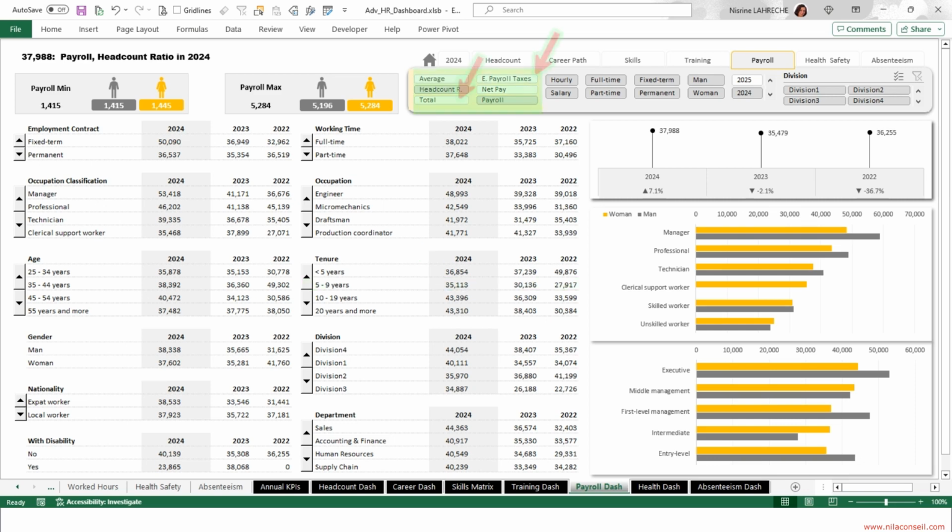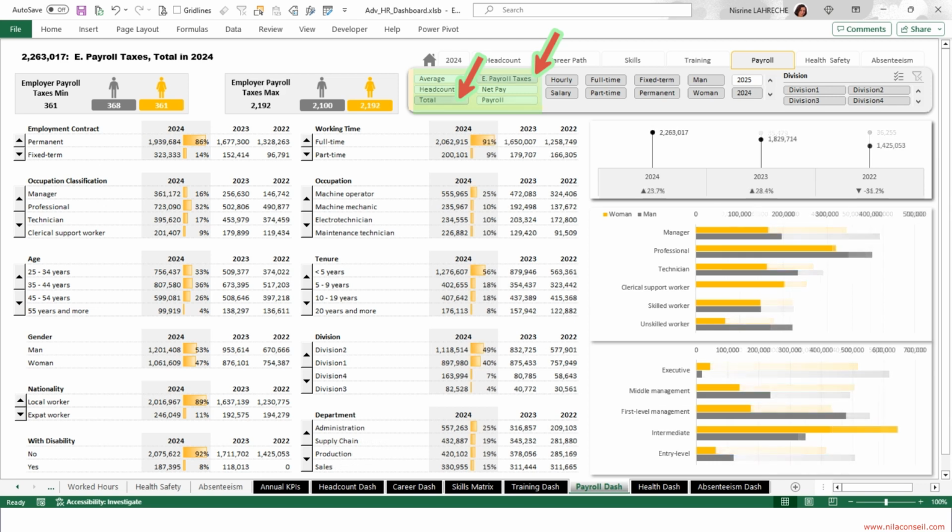By selecting the analysis of the employer payroll taxes, it appears that the total employer payroll taxes from Division 1 and 2 represent more than 80% of total employer contributions. The administration department is the most expensive in terms of employer contributions.